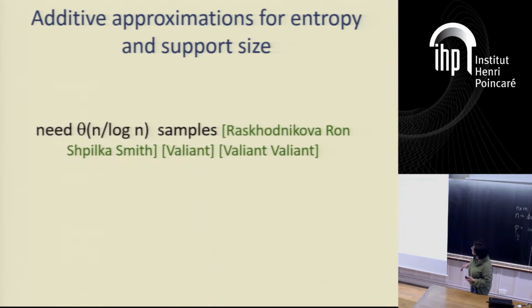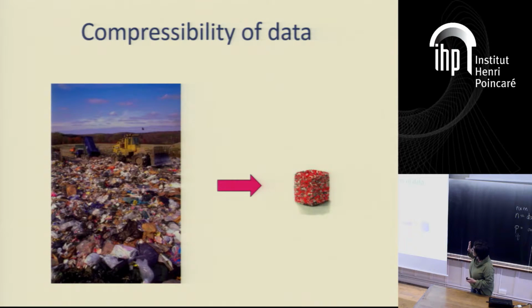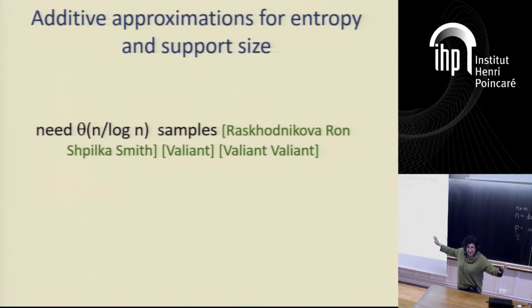And it's extremely nice. So that's what I'm going to say about entropy: if you're talking about multiplicative, it can be done very sublinear. If you're talking about additive approximations, it's still sublinear, but n over log n, not n to the alpha for alpha less than 1. So that's something.